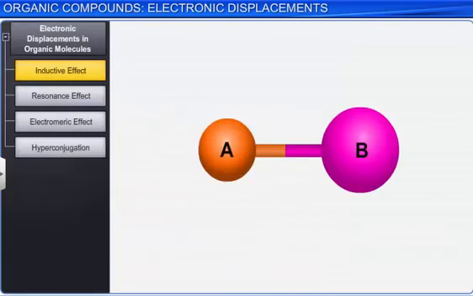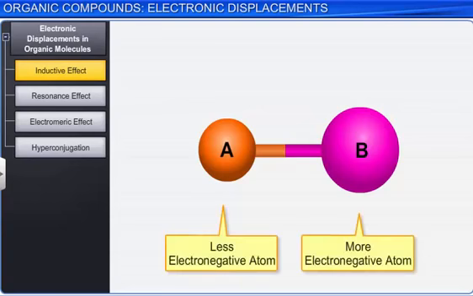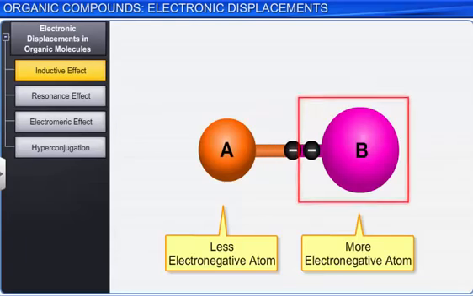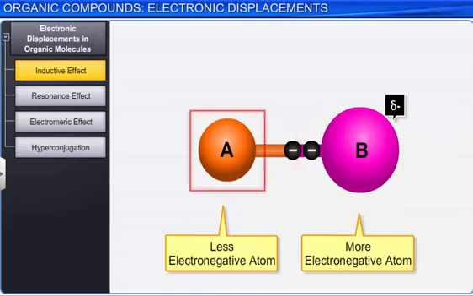In the case of a covalent bond between two atoms of different electronegativity, the electron density shifts more towards the more electronegative atom of the bond. The electron shift polarizes the covalent bond, leading the more electronegative atom to acquire a partial negative and the less electronegative atom to acquire a partial positive charge.